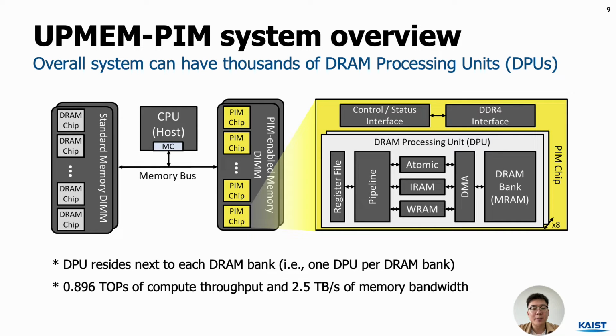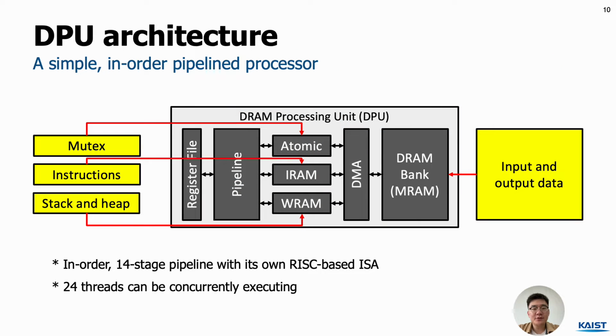As such, an UPMEM PIM system can have thousands of DPUs amounting to 0.896 TOPS of compute throughput and 2.5 terabytes per second of memory bandwidth. The DPU is an in-order 14-stage pipelined processor with its own RISC-based ISA. It can concurrently execute up to 24 threads and has its own local instruction memory called IRAM and a scratchpad memory called WRAM, which caches data with high locality from the DRAM bank called MRAM.